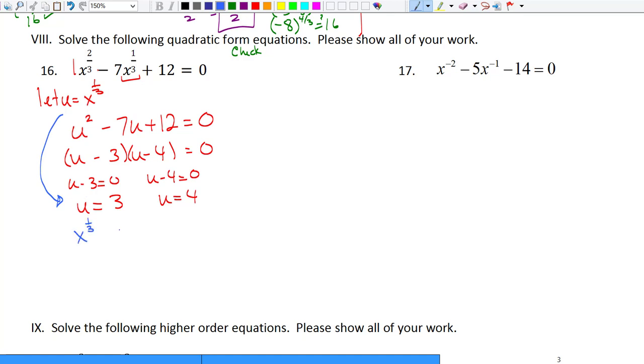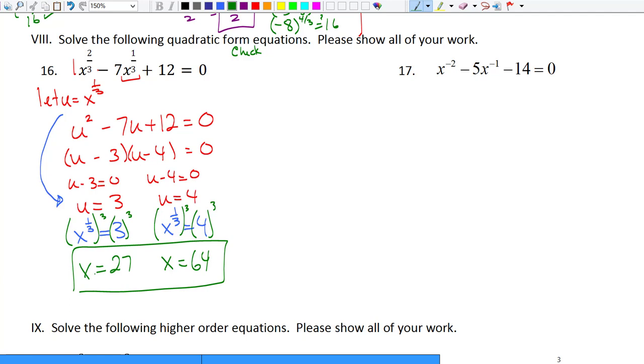So I'm going to replace u with x to the 1/3. So x to the 1/3 equals 3. And then x to the 1/3 equals 4. Now I'm going to raise both sides to the reciprocal, like I did on the last 2 problems. The reciprocal of 1/3 is just 3, so that's nice. So we have x equals 3 times 3 times 3, which is 27. And then x equals 4 cubed, which is 64. Those are my 2 potential answers. And again, potential because I have to do the annoying check.